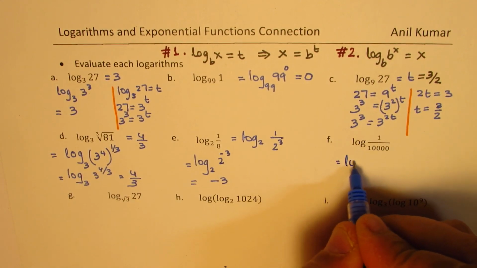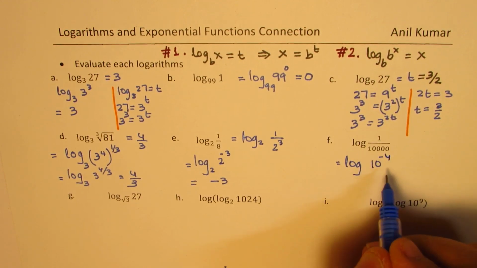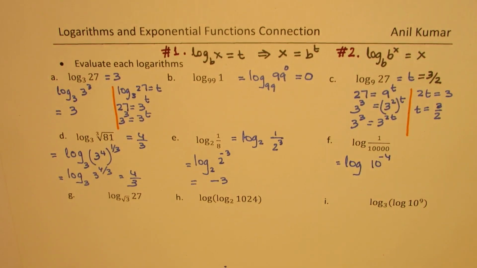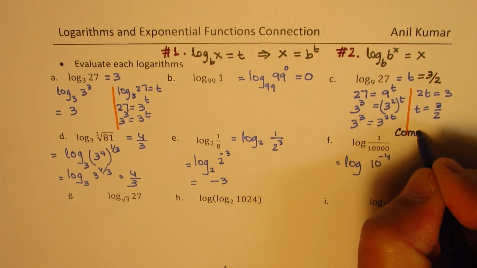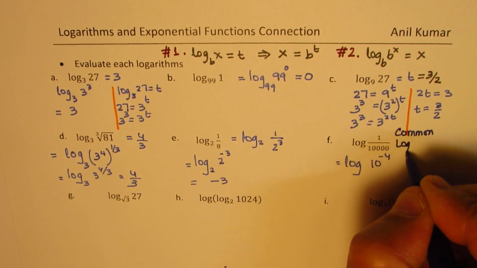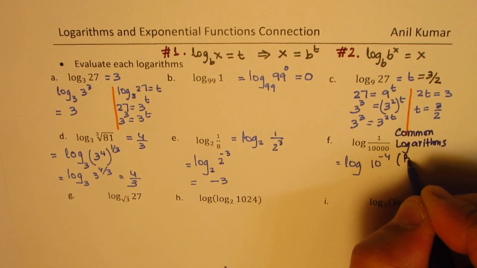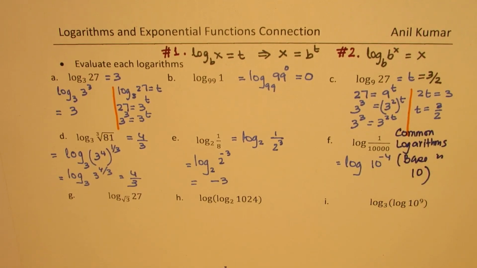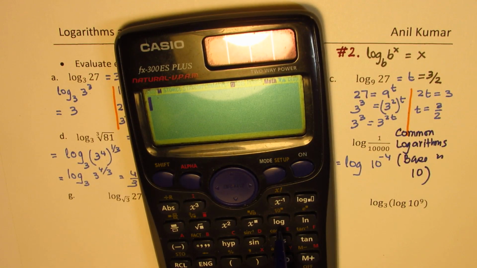Now here it is log to the base 10 of 10 to the power of 1, 2, 3, 4 with a negative sign. Now whenever we have no base given here, we call them common logarithms, right? So these are common logarithms. That means the base is 10. And on the calculator, when you see just log written, it means common logarithm. It is to the base of 10, clear?